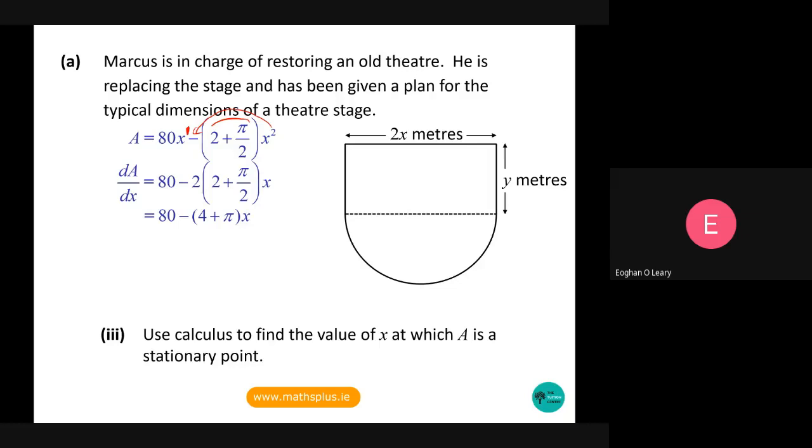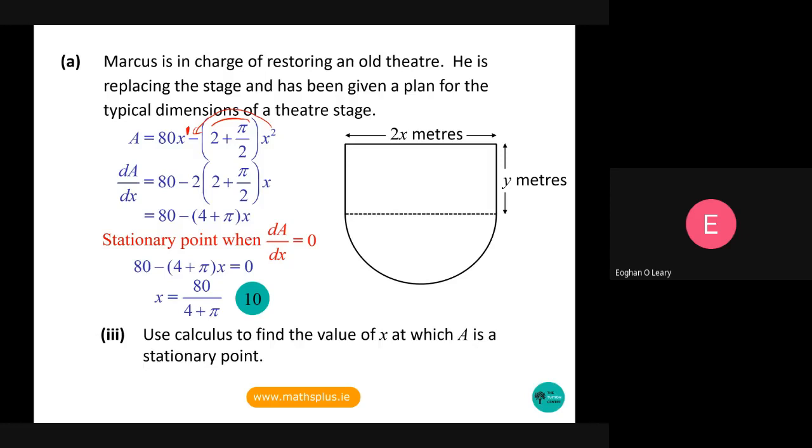That's my first derivative. Okay, I'm looking now at my question, part 3, and I'm saying to myself, okay, what am I going to do here? We always know that a max or min, a stationary point, occurs where the first derivative is equal to null. So we get 80 minus (4 plus pi) x is equal to 0. I'm going to solve this by isolating my variable, and I have it. x is equal to 80 over (4 plus pi).